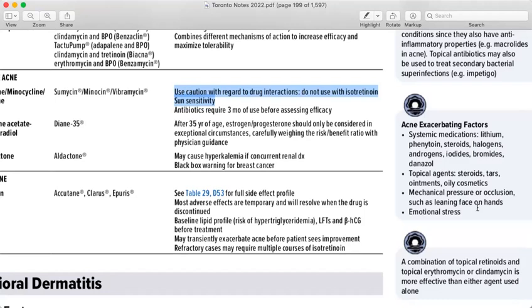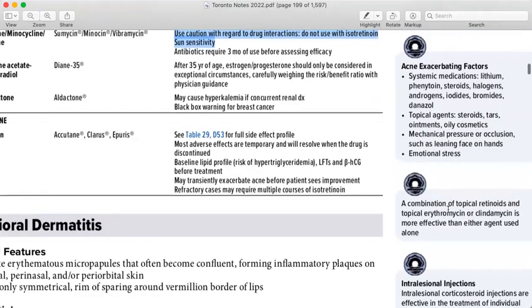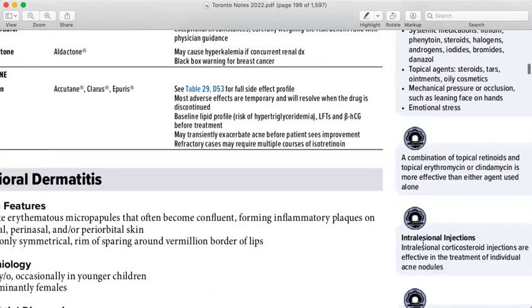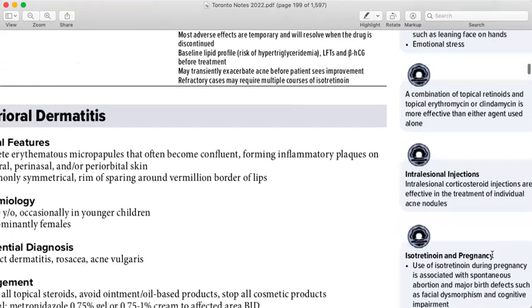A combination of topical retinoids and topical clindamycin is more effective than either agent used alone. So combination therapy is always the answer if they ask for the most efficient one. Intralesional corticosteroid injections are effective in the treatment of individuals with acne nodules.